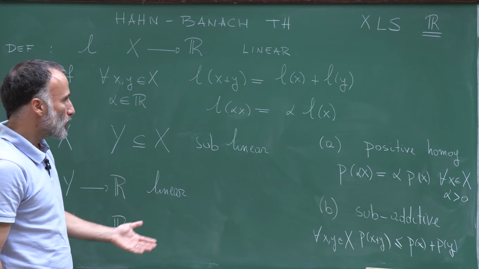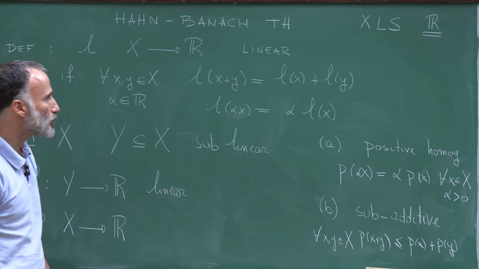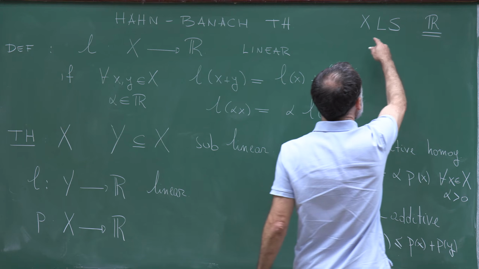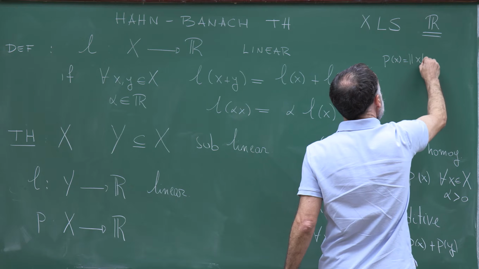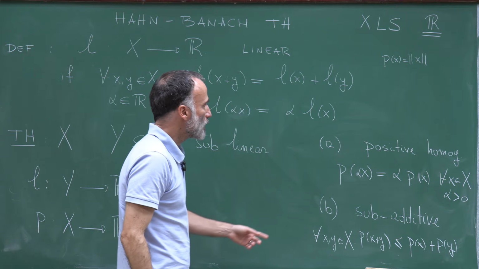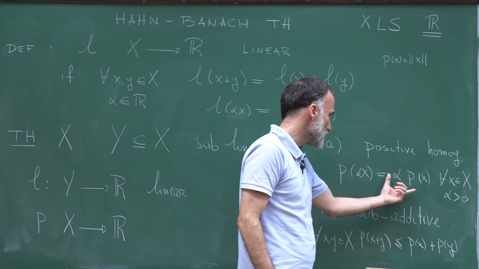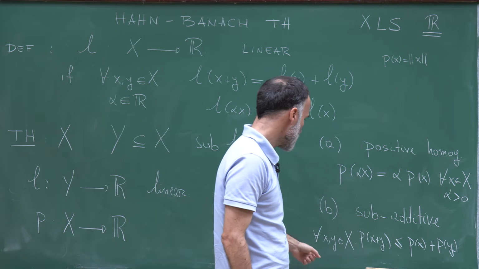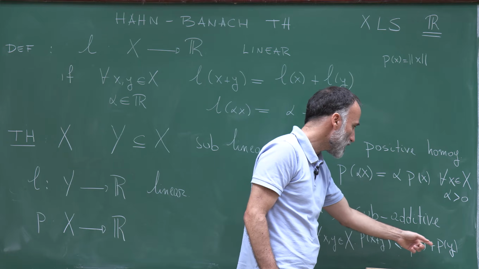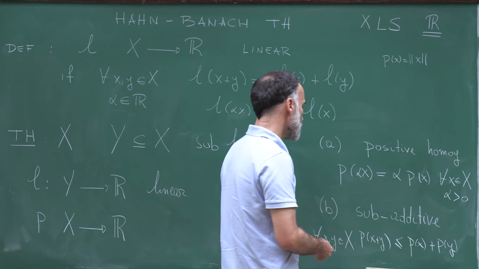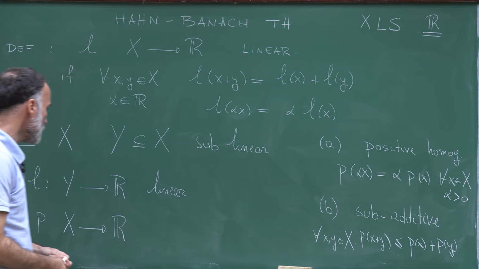A clear example of a functional P from X to R which satisfies these two properties is the norm. If X is a normed linear space, you can define Px just as the norm of x, and you see that if you take the norm of alpha x, for alpha positive, this is exactly alpha times the norm of x, and by the triangle inequality, the norm of x + y is bounded by the norm of x plus the norm of y. So this is an example.